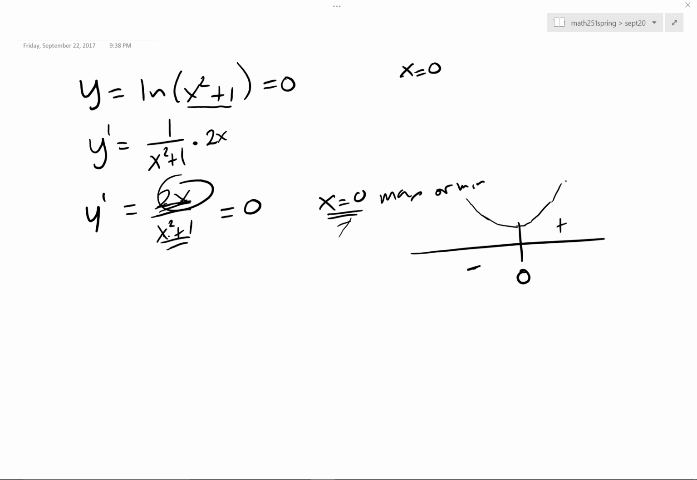Now that tells me that on my graph, I knew that at 0 I had a 0. And I know then that it must be some sort of a minimum. Now I'm not exactly sure that's what my graph looks like, but it's something like this. Now, of course, I could take the second derivative as well.